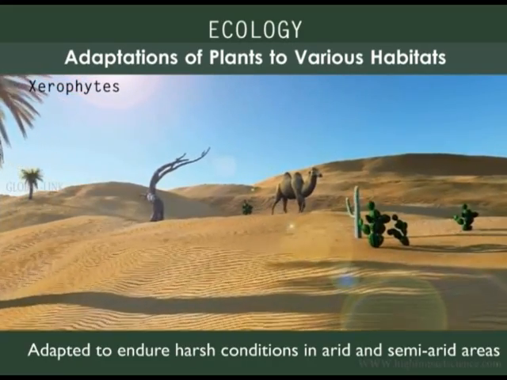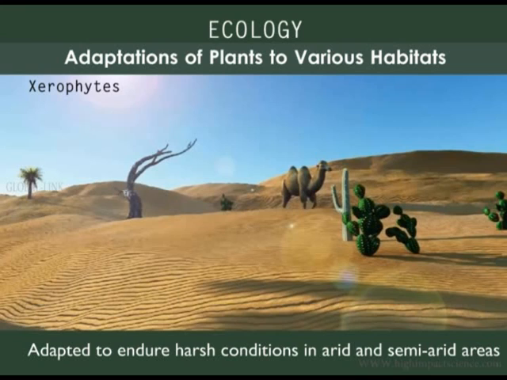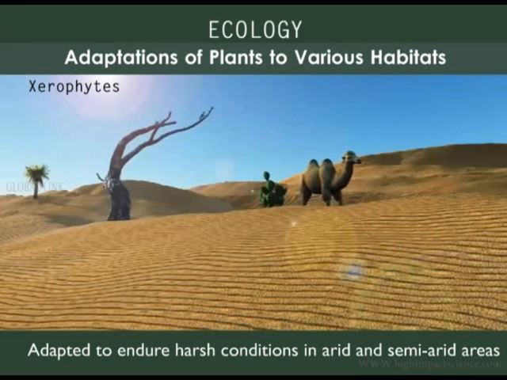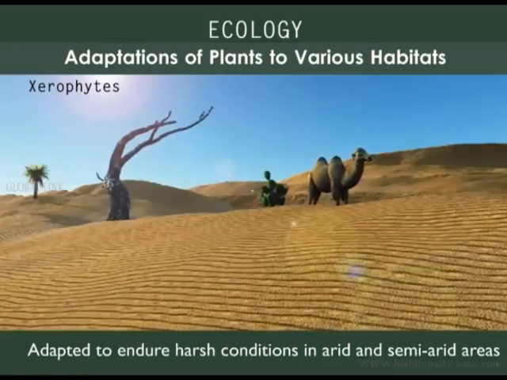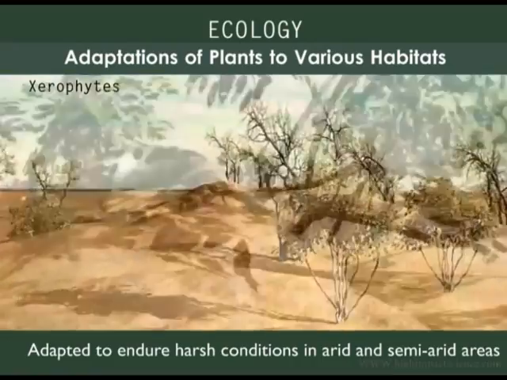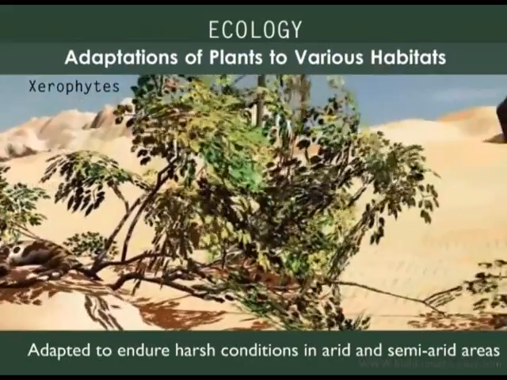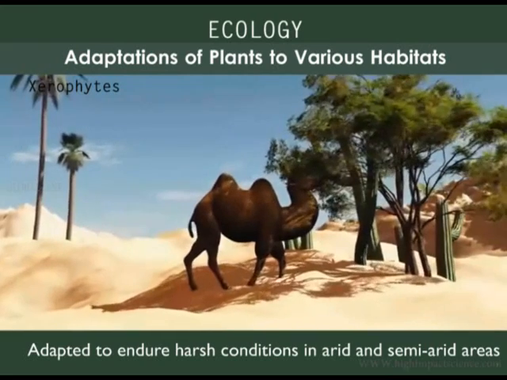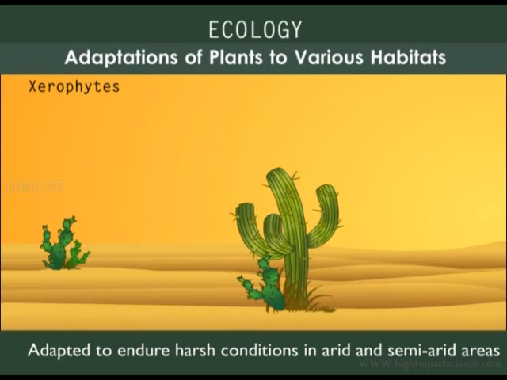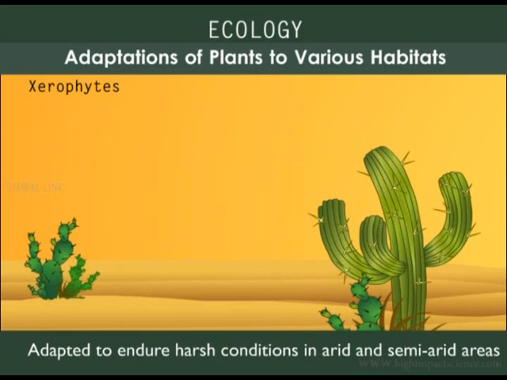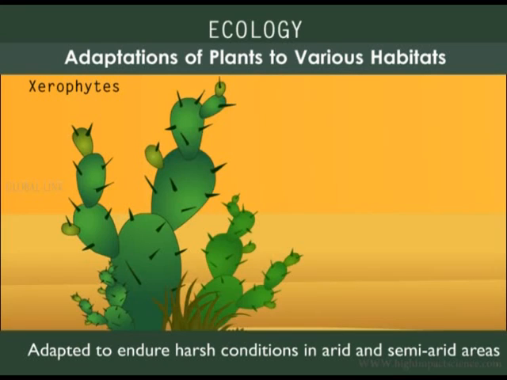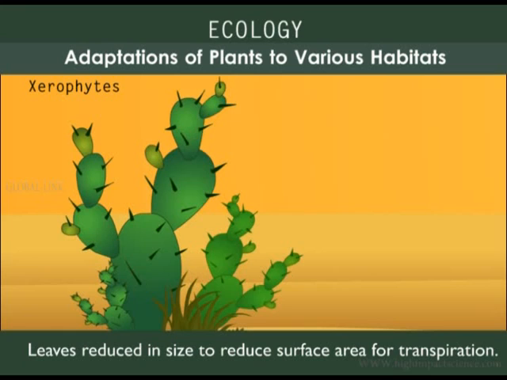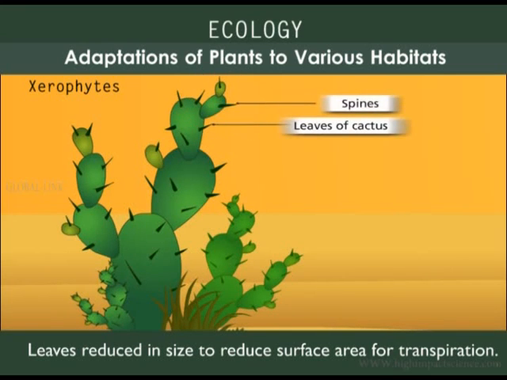Xerophytes are adapted to withstand a dry habitat or to endure conditions of prolonged drought, like in arid and semi-arid areas. These areas have unpredictable and poorly distributed rainfall, very high day and very low night temperatures. They are windy and with very low humidity. And so the idea in their adaptation is to reduce the rate of water loss and conserve as much water as possible. Their leaves are reduced in size or modified to spines, like in cactus. This reduces the surface area over which transpiration takes place.